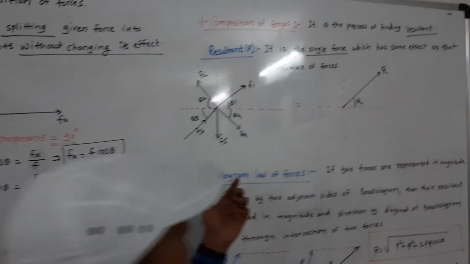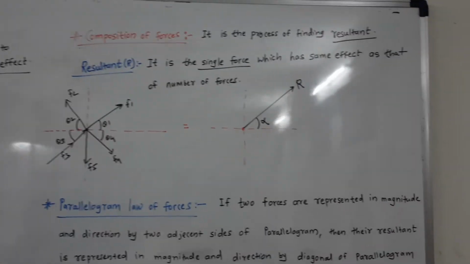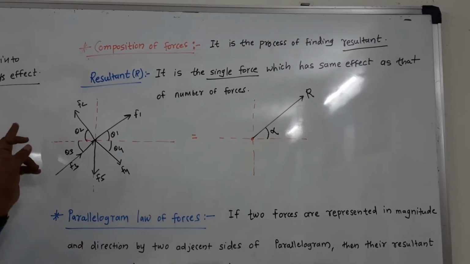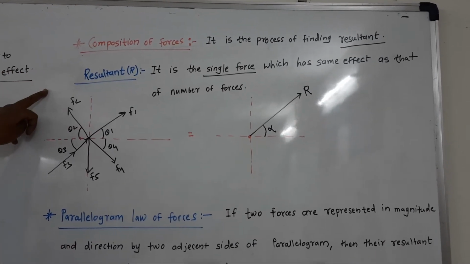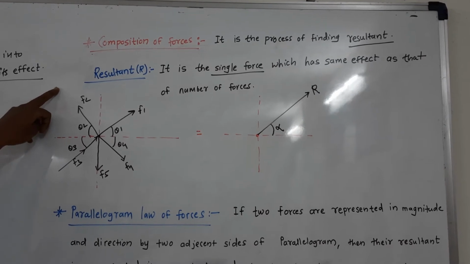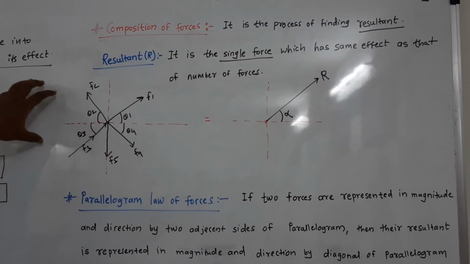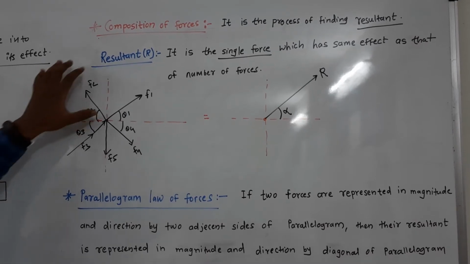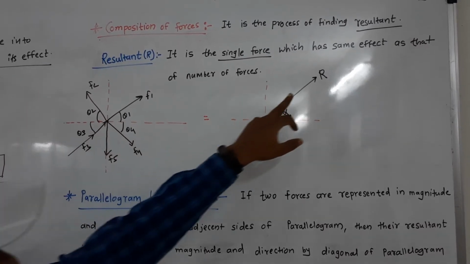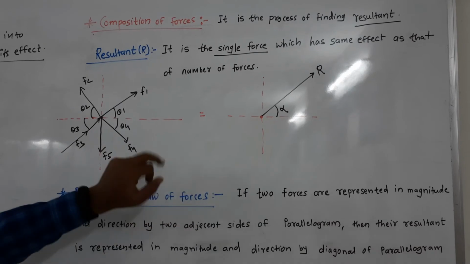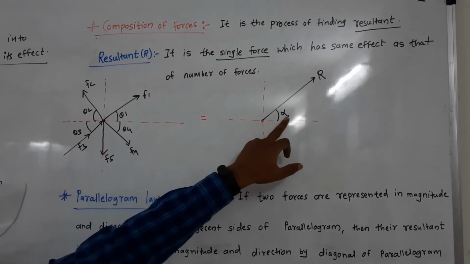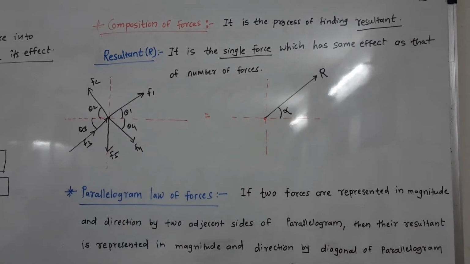Next, coming to the composition of forces. Composition is the process of finding the resultant. Now what is meant by resultant? It is the single force which has the same effect as that of a number of forces. Now consider this concurrent system where 5 forces are acting. We can replace these 5 forces by a single force. We can call it a resultant. And we can also find the angle of that resultant with one of the axes.